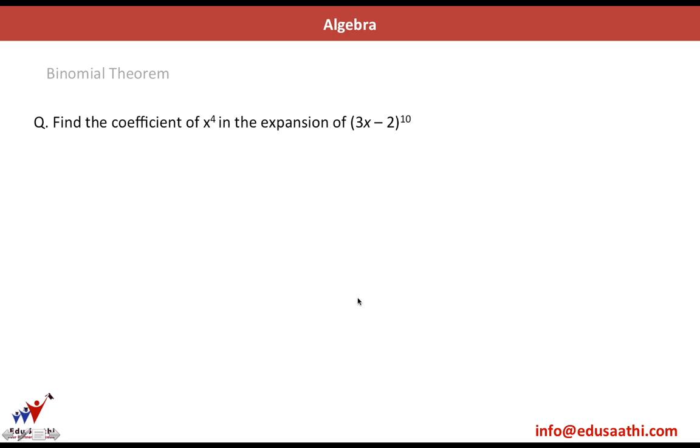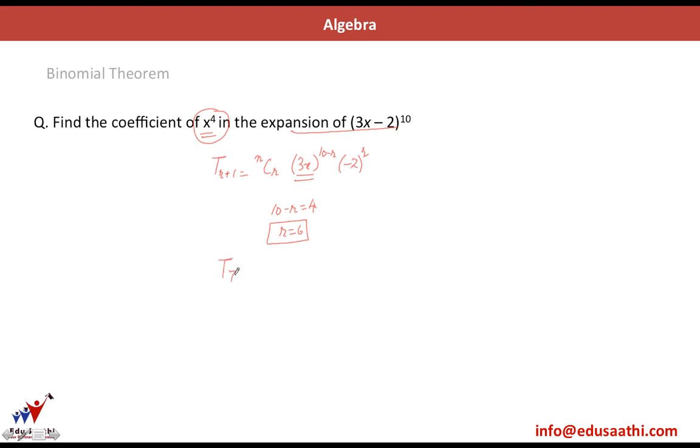Let's look at another question from binomial. Find the coefficient of x raised to power 4 in the expansion of this. Now again, what I will do is write down the general term. So if I just write down the general term, it is 3x raised to power 10 minus r, minus 2 raised to power r. Now what is the power that I want for x? It is x raised to power 4. So if I just look here, the power of x is 10 minus r. I'll equate it to 4. The value of r that I will get would be 6.